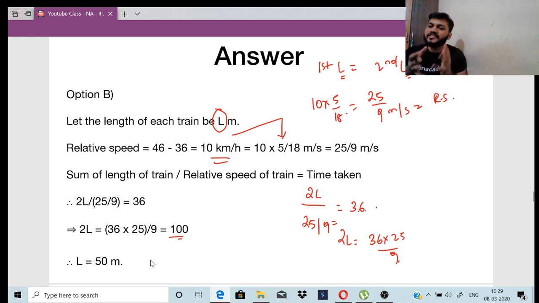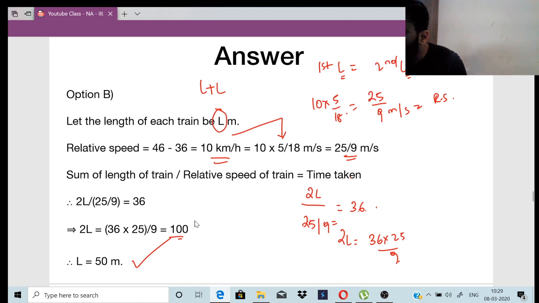So if our basics are clear or the concepts are clear, it will be easier for us to solve the questions, है ना? देखो इधर relative speed ले लिया मैंने. The sum of the two trains will be L plus L. So the time taken is 36. So 2L divided by 25 by 9 equals 36, right? 50 meter. Clear everyone? Vishnu, Debashish, Tarani.